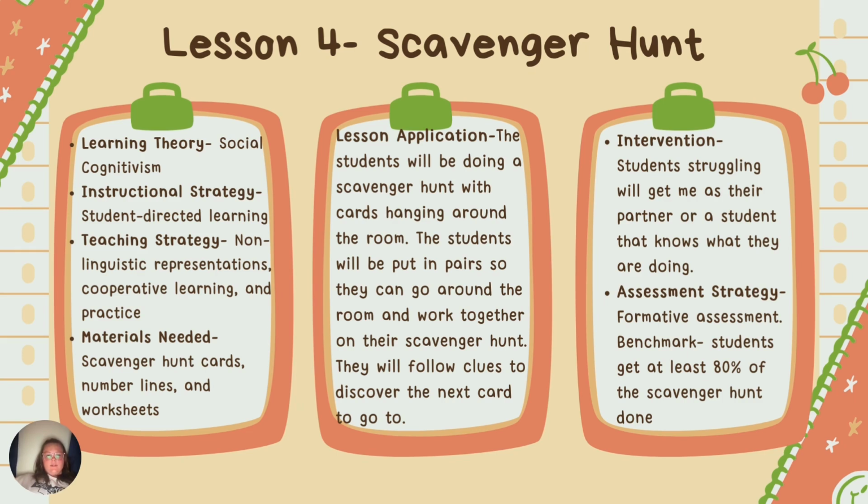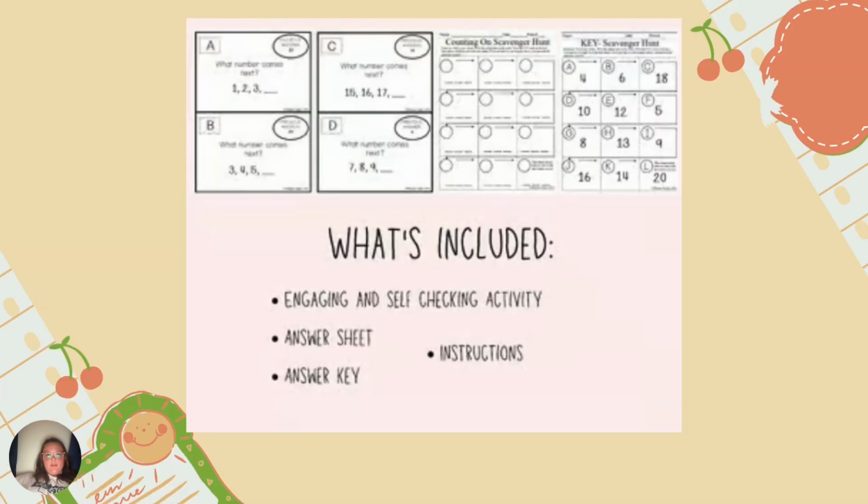In this lesson, the students will be doing a scavenger hunt with cards hanging around the room. The students will be put in pairs so they can go around the room and work together on their scavenger hunt. They will follow clues to discover the next card to go to. The student struggling will get me as their partner or a student that knows what they are doing. The benchmark for this lesson would be for 80% of the lesson to be done by every student. This is an example of what the scavenger hunt in the worksheet would look like.